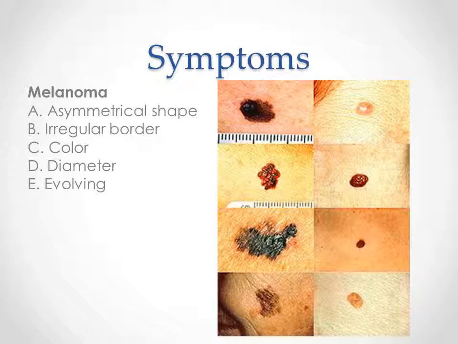The fourth sign is diameter, so look for a new growth in a mole larger than 1/4 of an inch. And lastly, look for moles that change over time, such as the one that grows in size or shape and even changes in color. Also pay attention to the ones that itch or bleed, as you can see in some of these pictures.